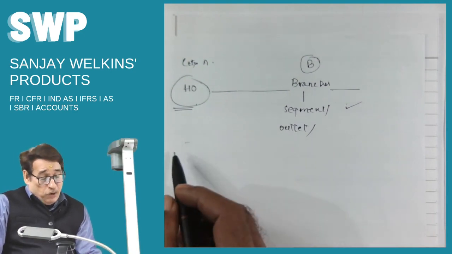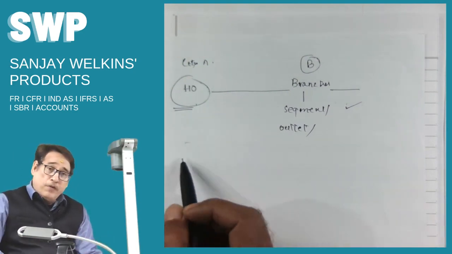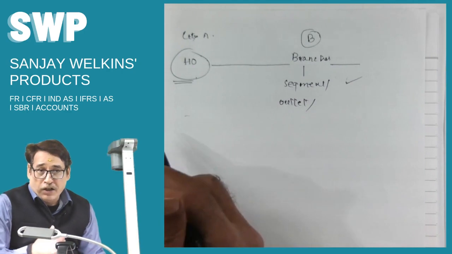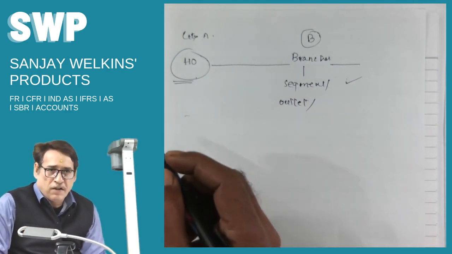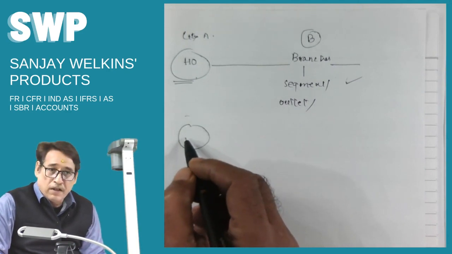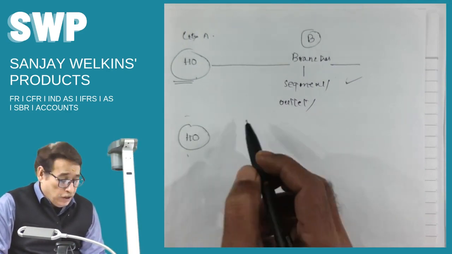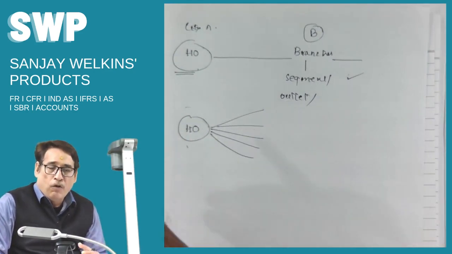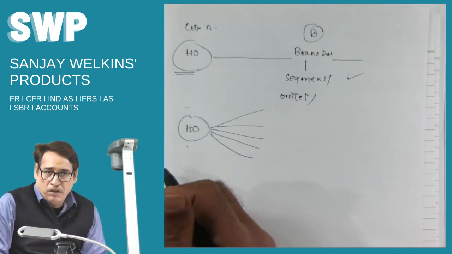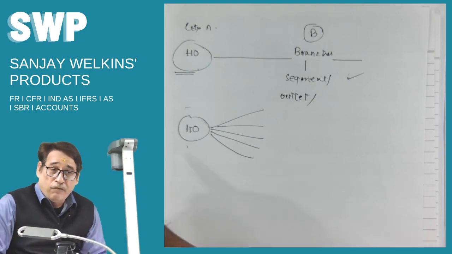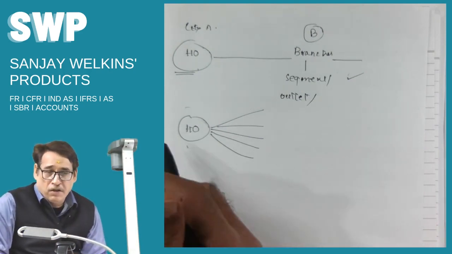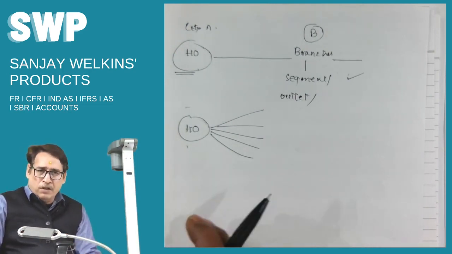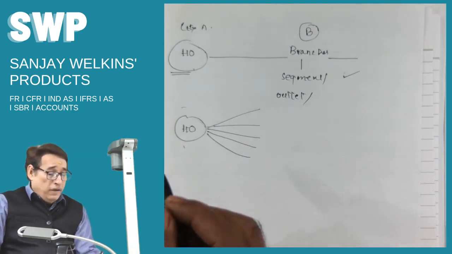And if I ask you why a head office opens branches, you should be in a position to give me the answer within a flick of a second. The reason is very simple. This is the head office situated in Delhi. We are opening branches in other cities because we want to tap a greater market. We want to increase our sales turnover, increase our clientele, and make our presence felt in other regions. So quite obviously, the basic idea is to increase sales, turnover and profit. That is why branches are opened.